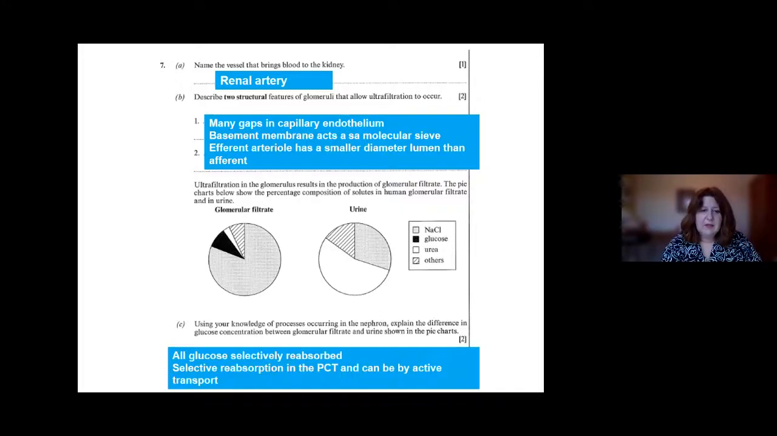And then the answer is all of the glucose is selectively reabsorbed. Obviously, we're not talking about a diabetic here. That takes place in the proximal convoluted tubule, and it can be reabsorbed by active transport. Okay, so there's a number of things that you might be able to say there.